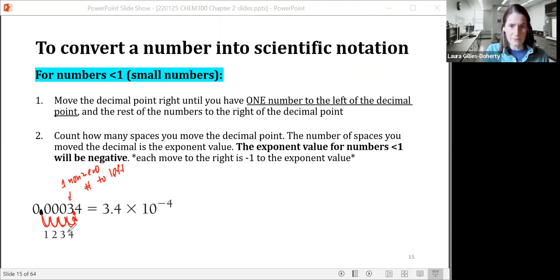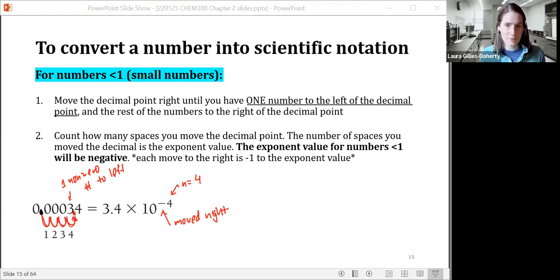And then we counted how many spots we moved it. We moved it 4 spots. So n equals 4. And it's negative because we moved it right. Sorry, I'm getting my left and rights mixed up today. Terrible day for that. And so this is how you would convert this number into scientific notation.